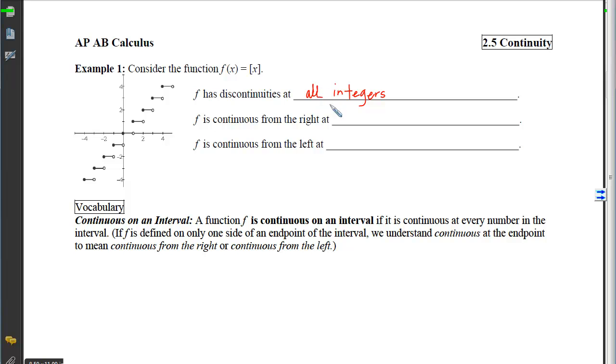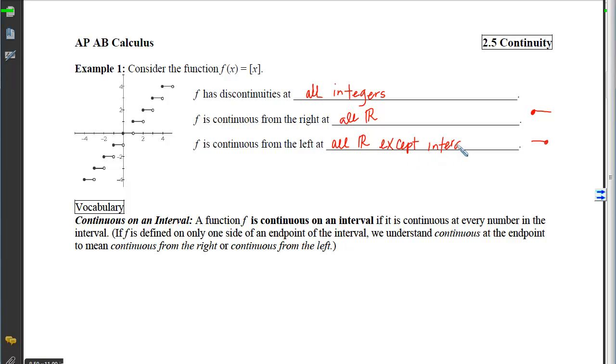Then f will be continuous from the right. That means we're looking for a curve that runs into closed circles. So that's going to happen everywhere if we're running into closed circles coming from the right. So this is all real numbers. And will it be continuous from the left? That means we have a curve coming and hitting points from the left. We can say we're continuous from the left at all real numbers except the integers.